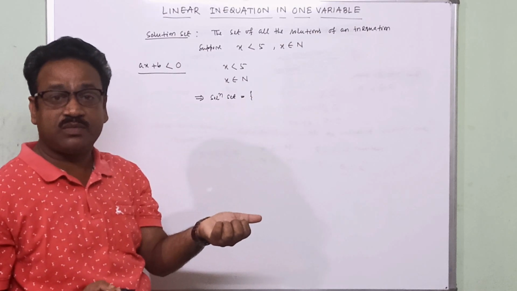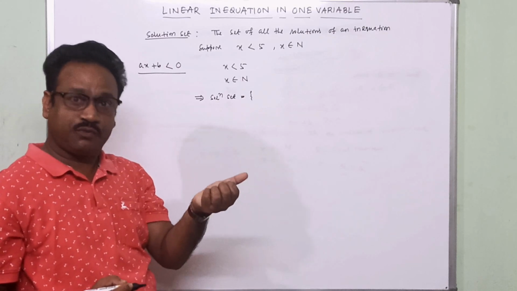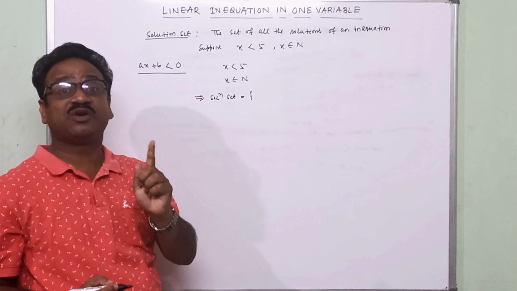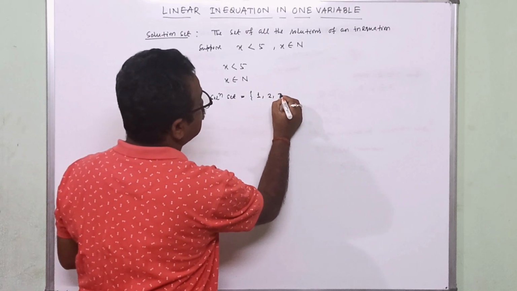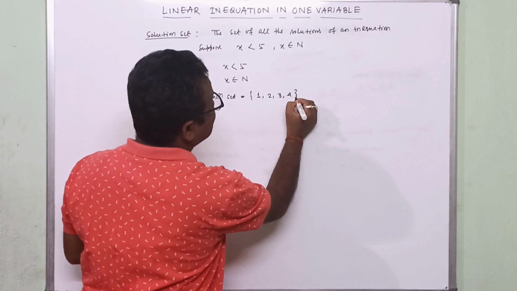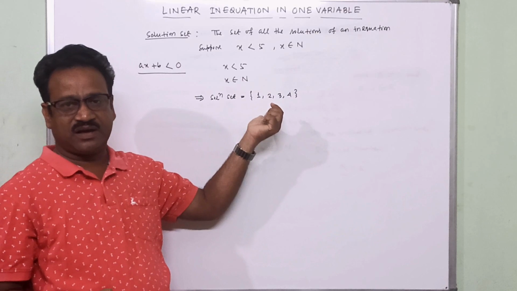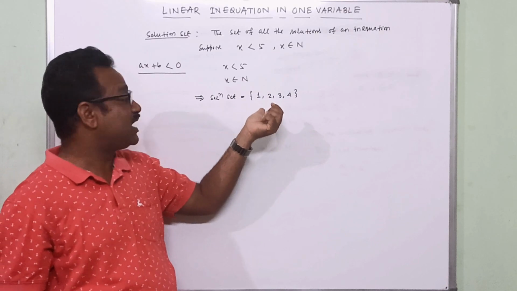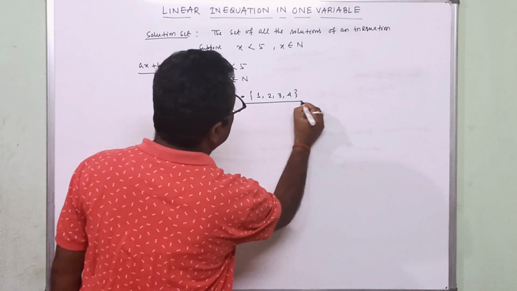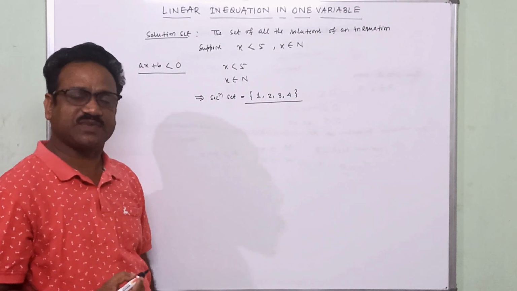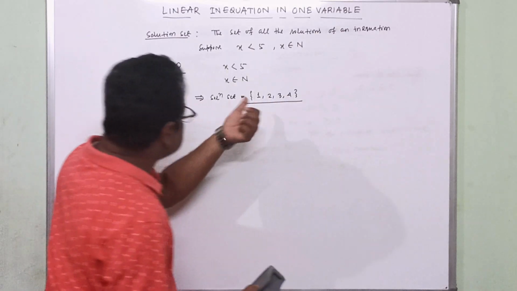Natural numbers start from 1. So 1, 2, 3, 4. But it will not include 5 because it is less than 5. The solution set will be 1, 2, 3, 4. We write it in roster form within the braces. Now, these 1, 2, 3, 4 satisfy the inequation.